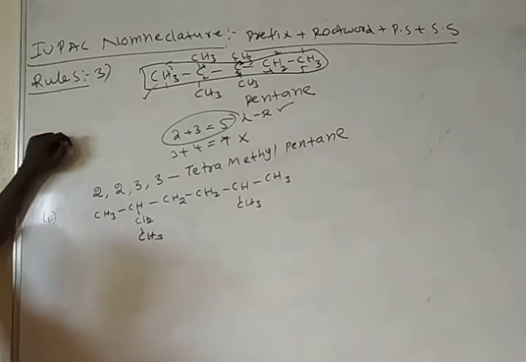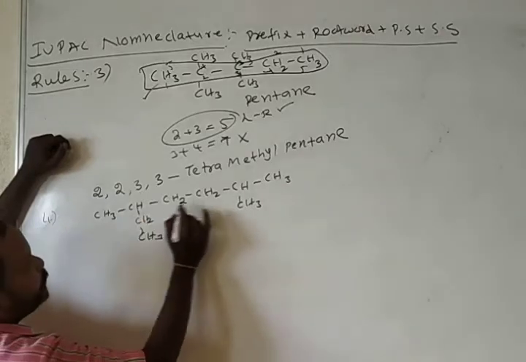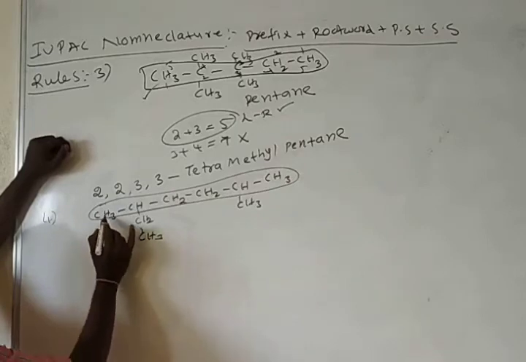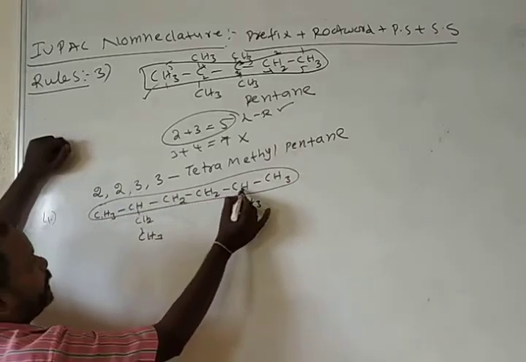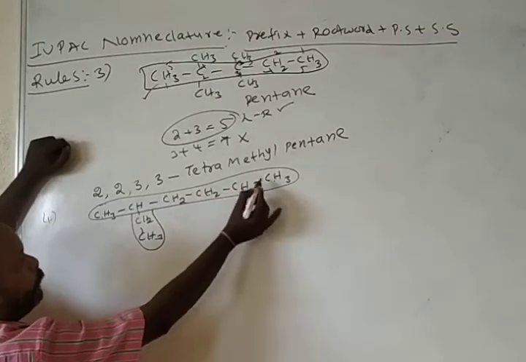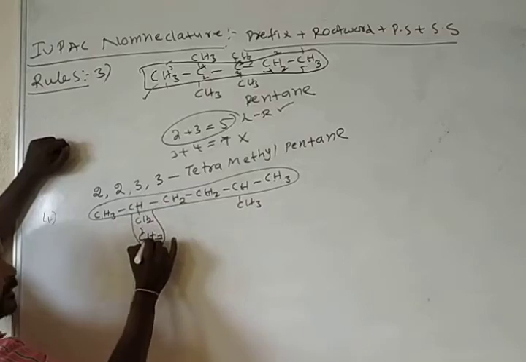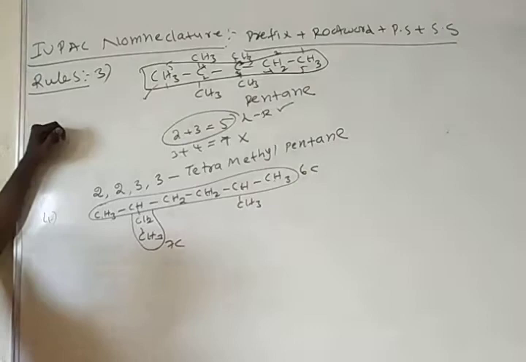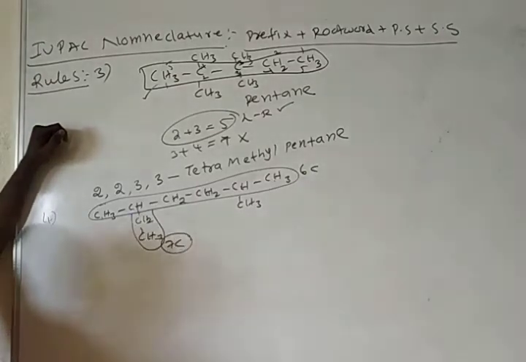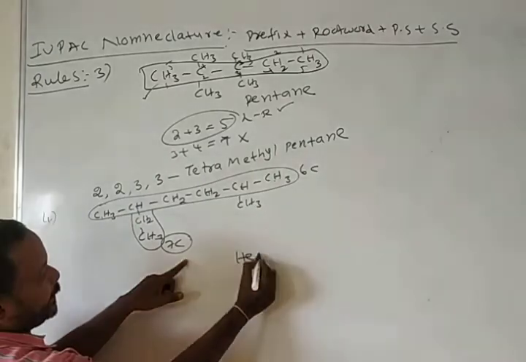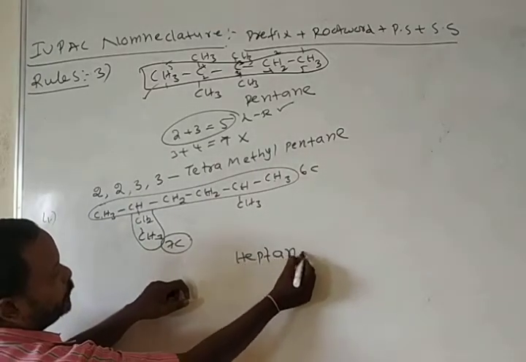Here, first select the longest carbon chain. Which is the longest? If you select this one straight, how many carbons are there? 1, 2, 3, 4, 5, 6. If you select this one, 1, 2, 3, 4, 5, 6, 7. Here 7 carbon atoms, straight 6 carbon atoms. So you select which is longest. 7 carbon atoms is the longest. So write hept. No double bond, so write ane.